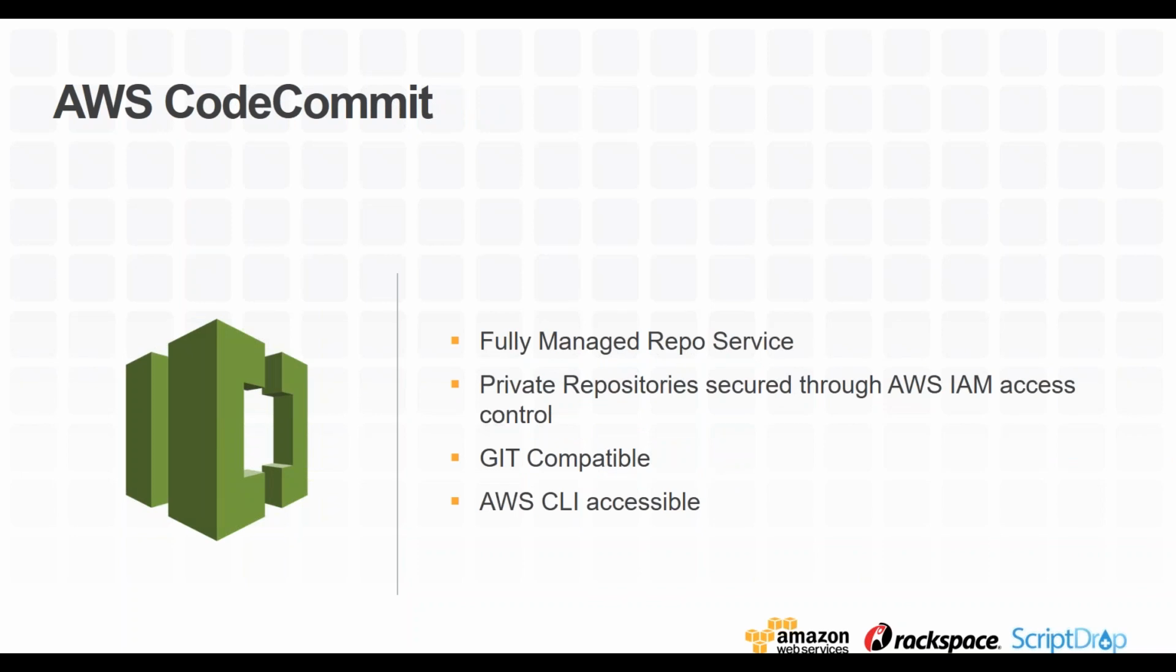There we go. So AWS CodeCommit is, it's kind of in the name. It's a fully managed repo service. This is where you're going to commit your code. It's a private repository secured through AWS IAM access control. It's Git compatible, but it's also AWS CLI accessible, so you can use both patterns. The nice thing about CodeCommit is it's right in your AWS account, so the security is built in automatically. That gives you a Git compatible repository, and it ties in with CodePipeline and different tools throughout.